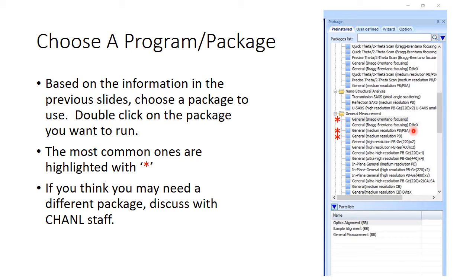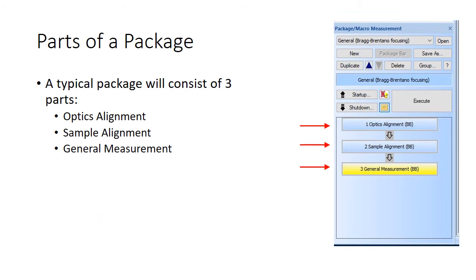And this PB-PSA is what we use when we want to do a grazing incident angle experiment, especially for thin films where we don't want to penetrate too much into the substrate. And so again, these are all located under this general measurement folder. When you double click on the one that you want to run, then it will be put into the program portion of the software.